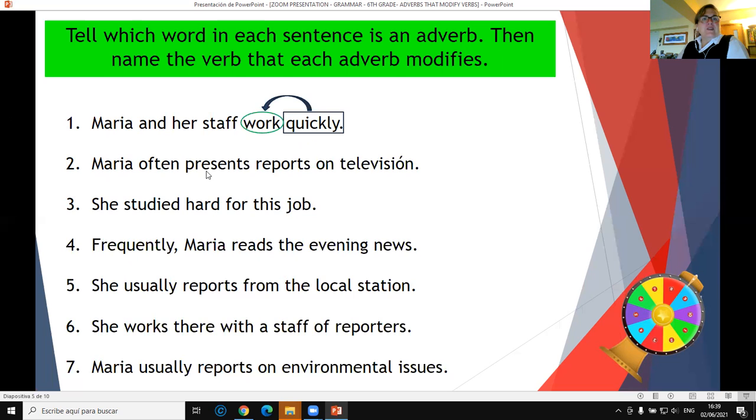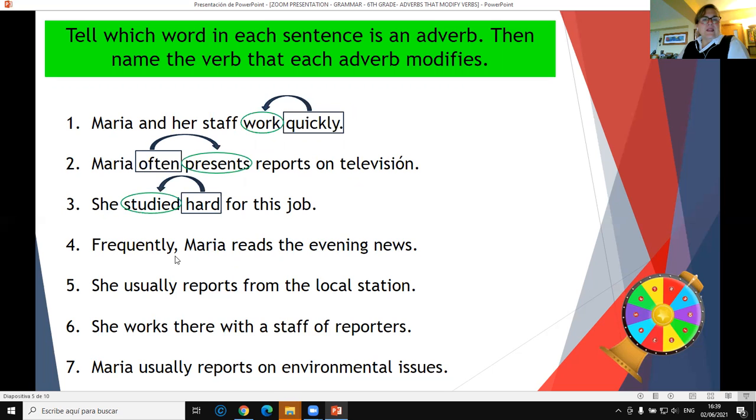Number two, Maria often presents reports on television. Often, here is the adverb and is modifying presents, the verb. Number three, she studied hard for this job. She studied hard. Hard in this case is the adverb and is modifying studied, the verb.